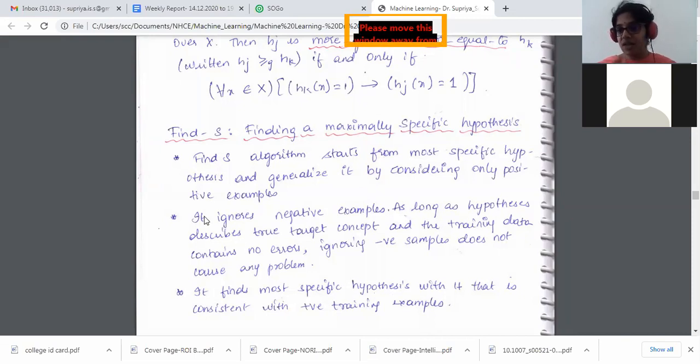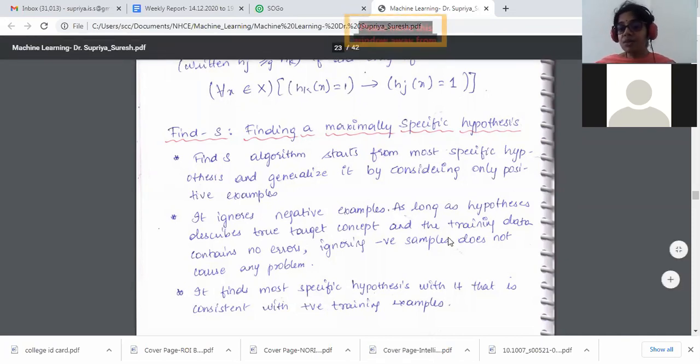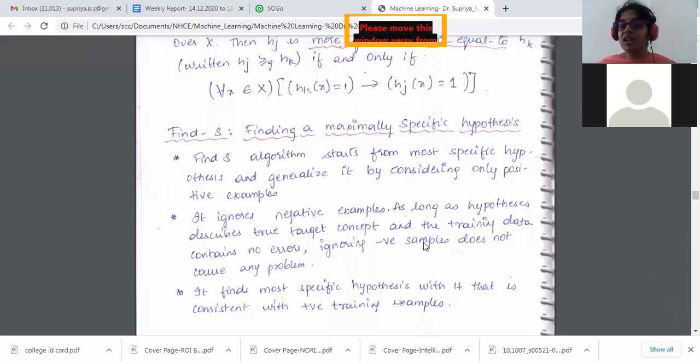It ignores the negative examples as long as the hypothesis describes the true target concept, because we already stated that when we consider a hypothesis, we have to make sure it lies within the concept learning. We only consider the hypotheses most relevant to the target concept, and the training data contains no errors. Yes, it should not have any errors. Ignoring negative samples does not cause any problem, because in case of errors, you can avoid them to make sure that we converge to the correct solution.